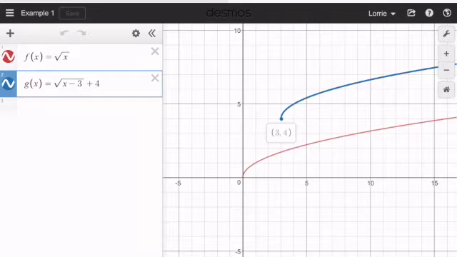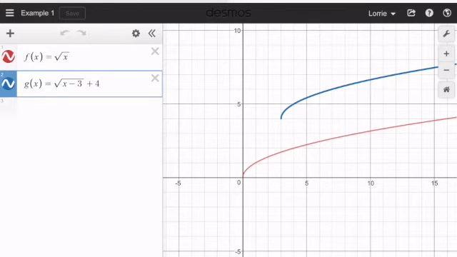It has not stretched or shrunk. It hasn't gotten closer to the y-axis and become a more rounded curve. It hasn't become a flatter curve either and gotten closer to the horizontal.